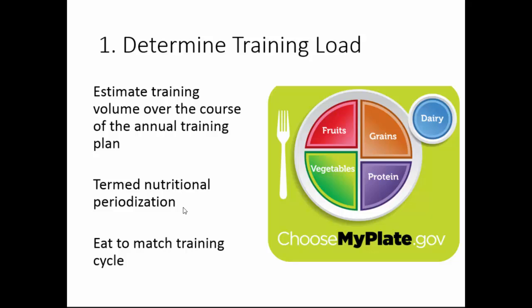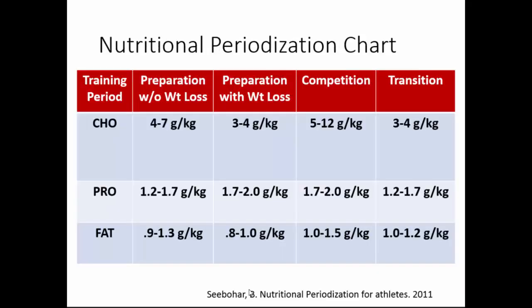Well, the same thing should occur with your nutrition, right? The nutrition should not be the same throughout the entire year. And so the idea is to eat to match your training cycle, right? Eat to match your training cycle. This is from Seebahar's book in 2011, Nutritional Periodization. What you see over here on the left are carbohydrates, proteins, and fats. He basically divides it into 3 phases: the preparation phase, the competition phase, and the transition phase.